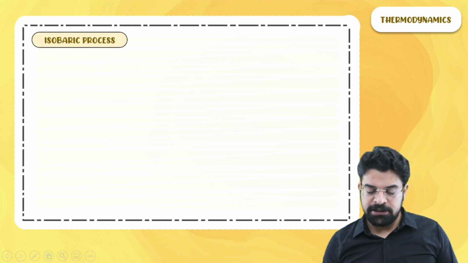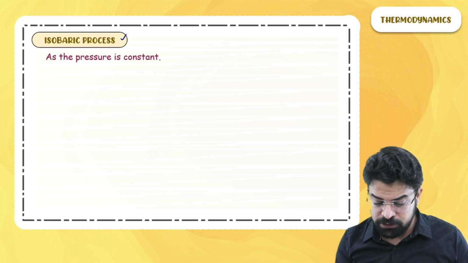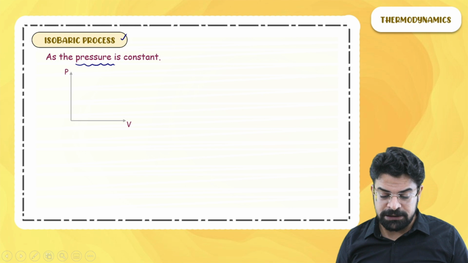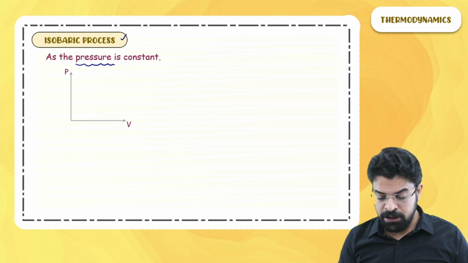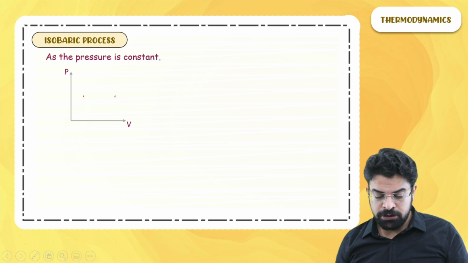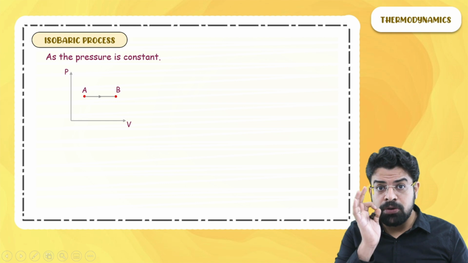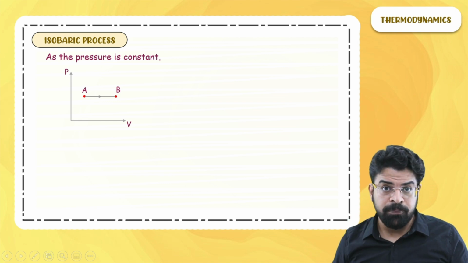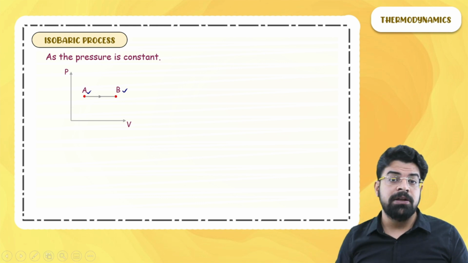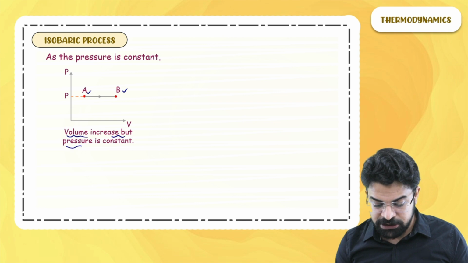So now let's talk about the isobaric process. What is an isobaric process? The process in which pressure is constant. So pressure does not change. If you visualize the isobaric process on a PV diagram, the pressure should neither increase nor decrease. So let's say this is the process AB showing an isobaric process on the PV diagram. Here you can see pressure is constant, but on going from A to B, the volume is increasing.